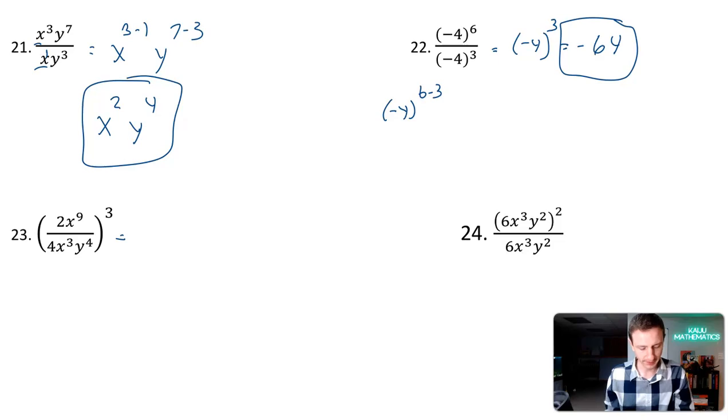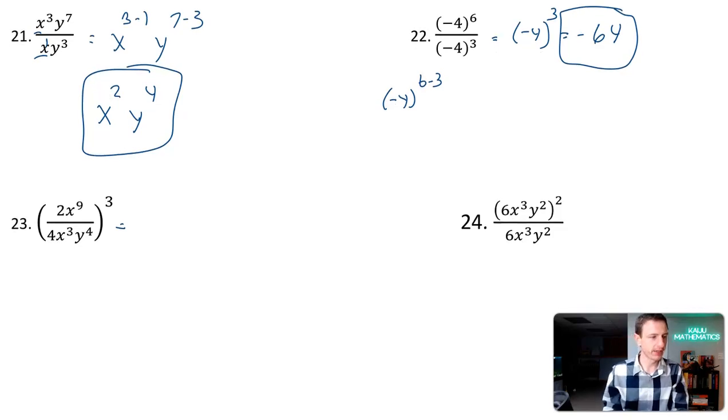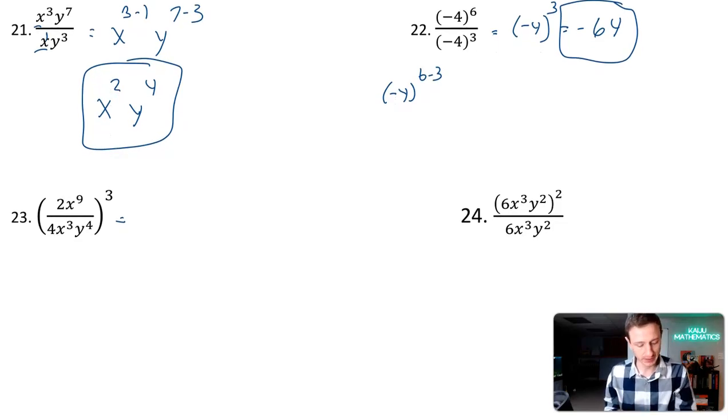Next two, kind of tough. So on 23, I have a lot going on on the inside, and then I have this exponent of 3. There's two ways of doing this. You can take this 3 to everything right now, and then simplify. That creates a little bit of a headache though, because the numbers will get a lot bigger because we're raising 2 to the third, 4 to the third. So let's just condense the inside.